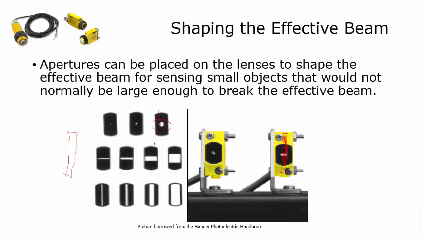I've even seen people use black electrical tape to tape over the lenses to form and shape a beam. Or cardboard with a cutout in it. But for permanent installations, you definitely want to contact the manufacturer and get an aperture made that snaps and fits right on to the sensor that you're using.